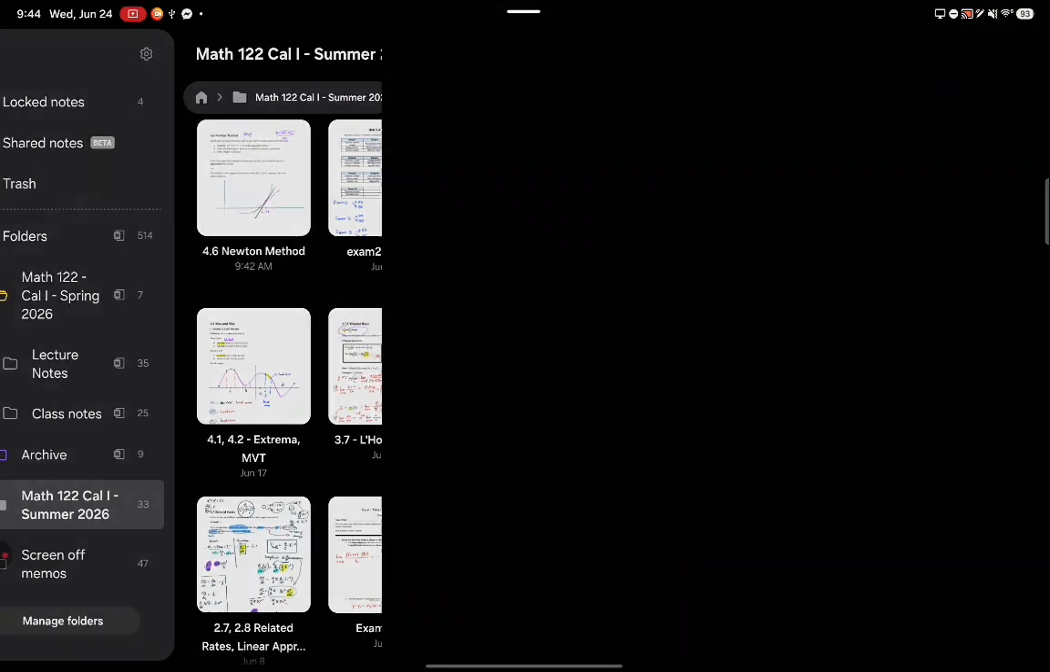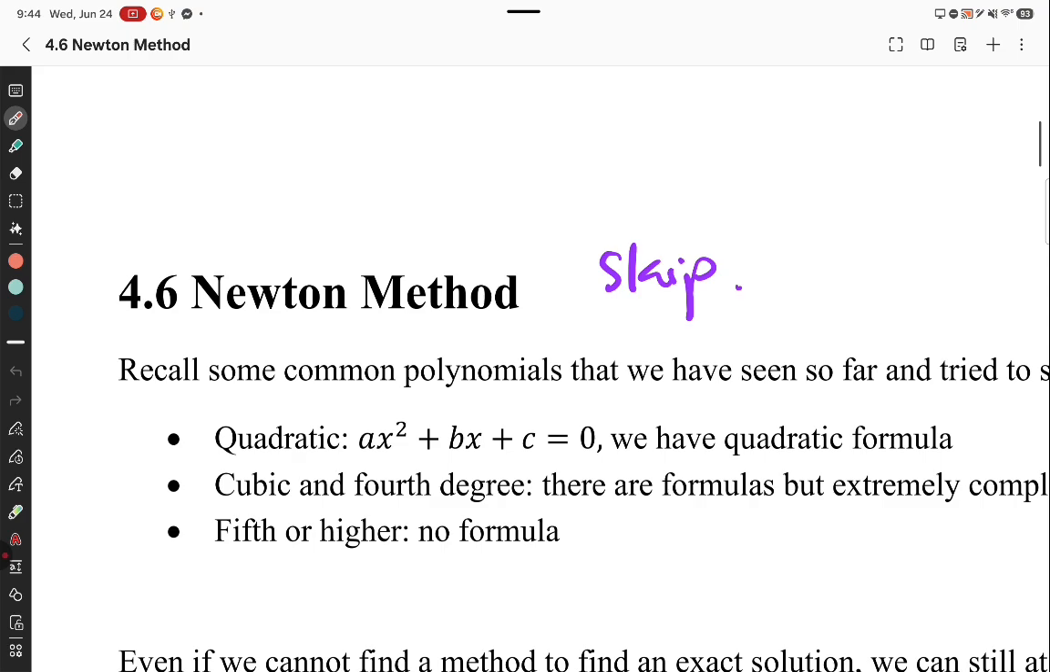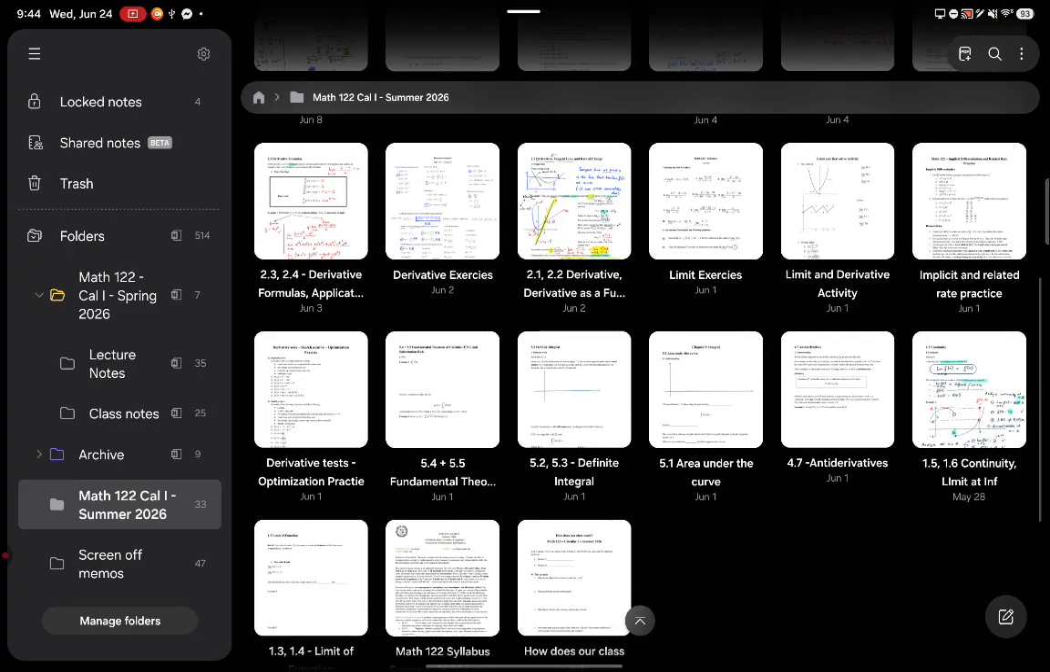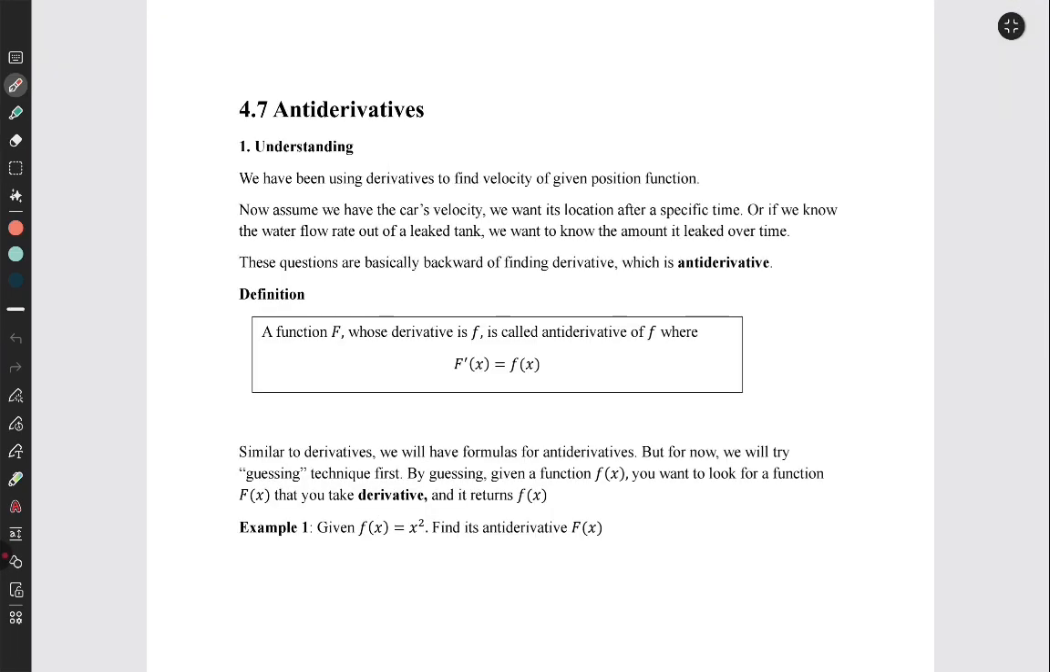Okay, for those of you that came in late, I just gave an introduction to 4.6 only. 4.6 will not be on your final exam, so put that away. Now 4.7, which should be 5.1.